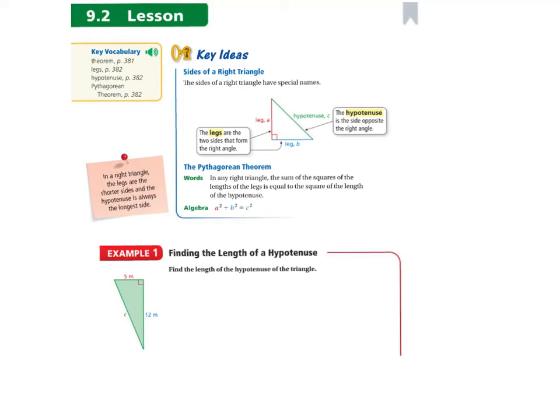All right, here we go. We're going to talk about the Pythagorean theorem. So the Pythagorean theorem deals with, key here, right triangles.